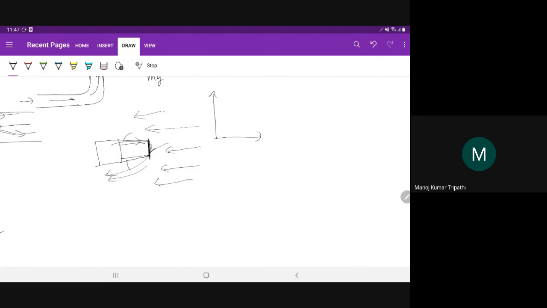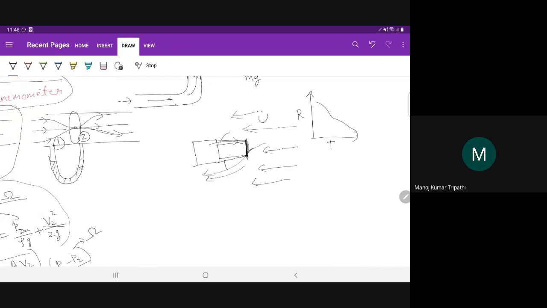And the resistivity of this wire is a function of temperature, which is already known. So this resistivity versus temperature curve, that is known already. So from this data, you can calibrate this instrument and you can find out the velocity of the wind. Okay. So whatever the current resistivity of the wire is, according to that, you can tell what is the velocity of the wind. You just have to calibrate the instrument.